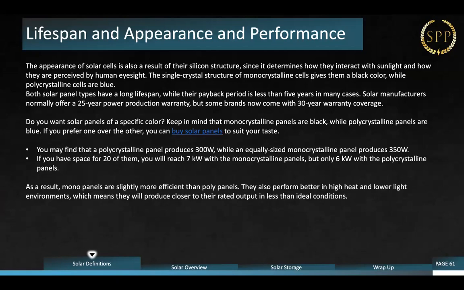As a result, mono panels are slightly more efficient than poly panels. They also perform better in the heat and in lower light environments, which means they will produce closer to the rated output in less than ideal conditions. So we're not using 350 watts. This is just an example, right? But if we have 20 polys and 20 monos, 20 polys would probably be about a 300 watt panel. That would be a 6 kilowatt system. And if we swap those out for the mono panels, the same size panel, it's 350 watts per panel, not just 300. So it's actually a 7 kilowatt system, which means it's going to produce more kilowatt hours, which is what the customer needs.